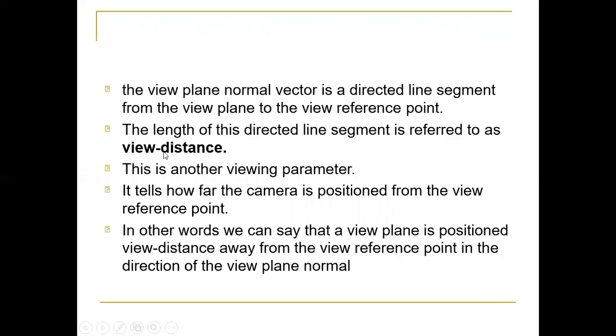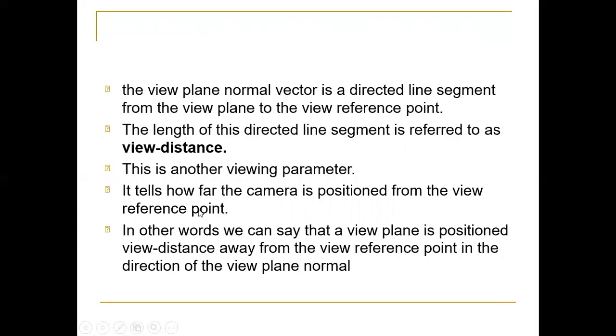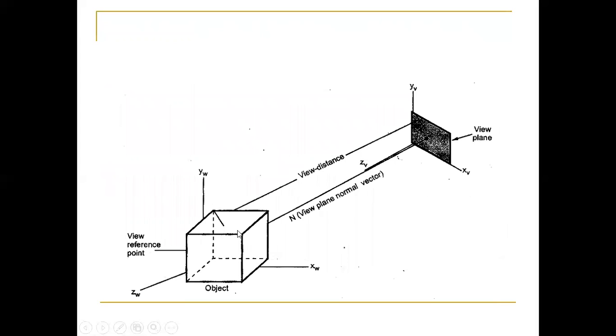So one more parameter which is considered for viewing is view distance. So what is the view distance? View distance is nothing but the distance between the view reference point and the view plane. So the distance of the view plane normal vector, measuring from the view reference point to the view plane, we call this the view distance. This tells how far the camera is positioned from the view reference point.